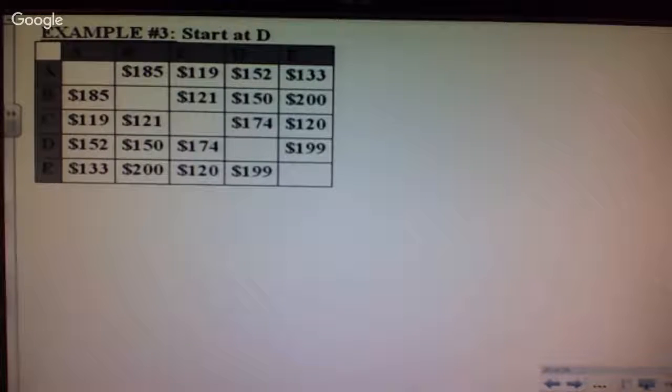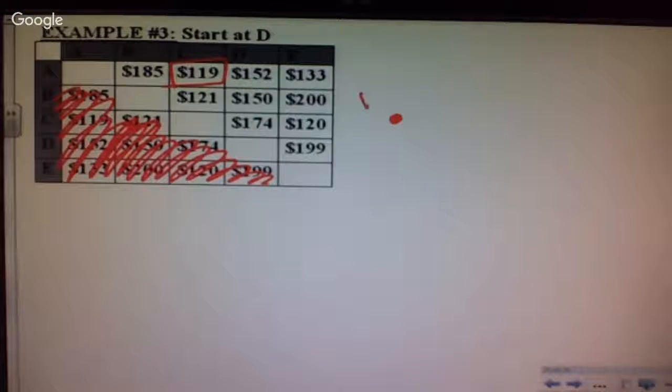Again, I don't need to look at both sets of values from a chart because it's just a mirror image. So let's only look at one set of numbers. I'm going to cross off all of these. We're doing cheapest link, which says we need to start at the smallest number. 119 is my smallest number up here. Don't forget, we need to visualize this.